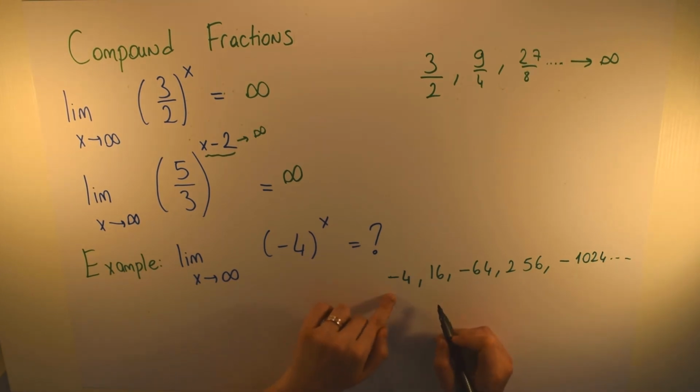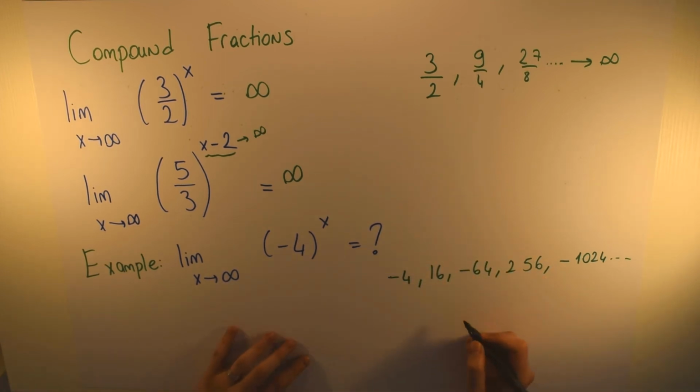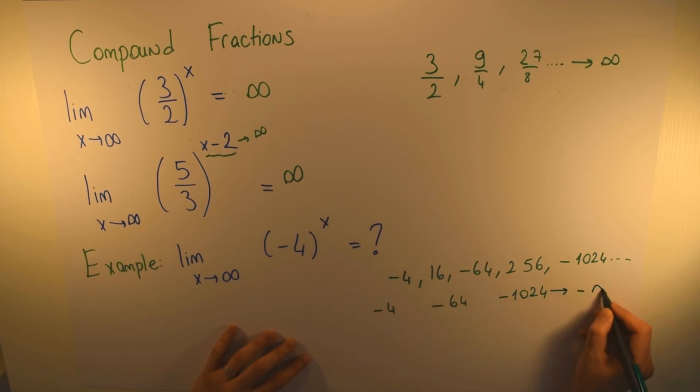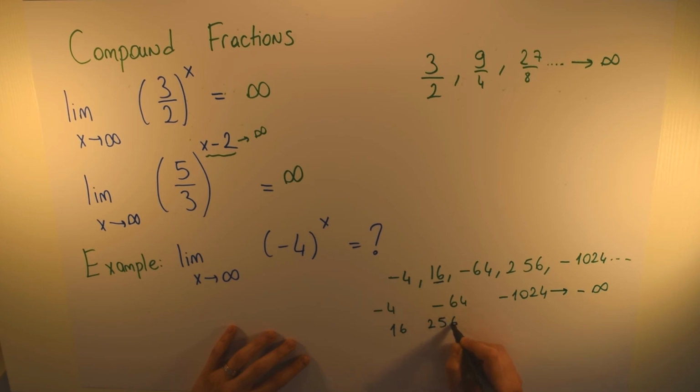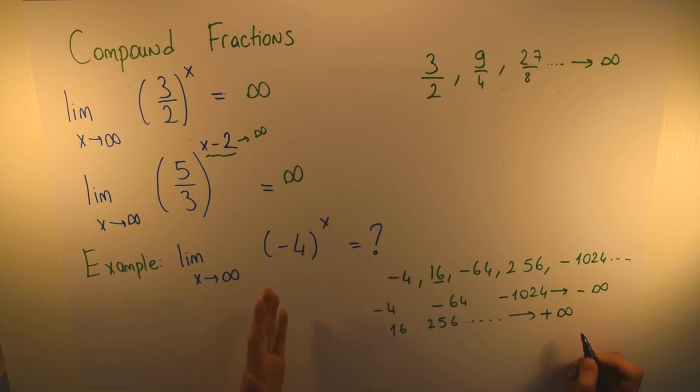So as you can see, 1 positive, 1 negative, 1 positive, 1 negative, it goes like this. So these minus 4, minus 64, minus 1024, these are all getting closer to minus infinity, right? They are approaching minus infinity. But these values, 16, 256, they are getting closer to positive infinity. So as you can see, they get closer to different sides. That's why we say that the limit does not exist here.